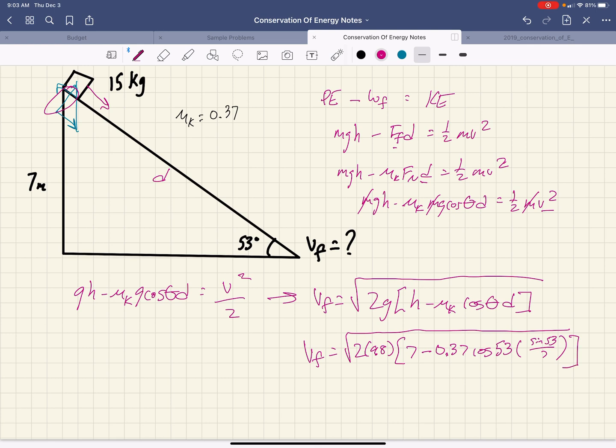And I don't know what this final answer is, but I bet you do. So let's just give it a variable. Let's call it smiley face. So the final velocity as this box leaves the ramp is smiley face. So that is today's warm-up on using energy and the work done by friction to solve for final velocity.